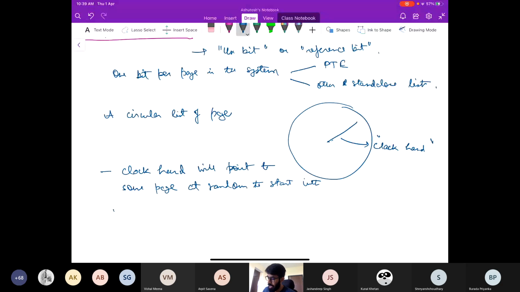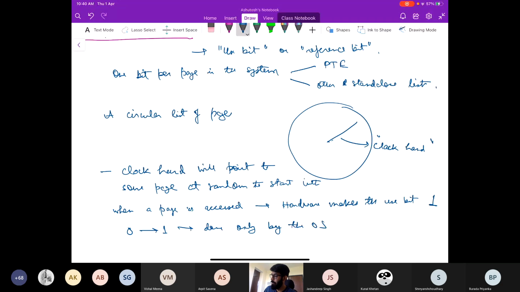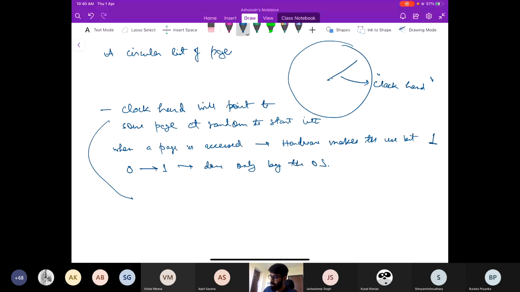So when a page is accessed, the hardware makes the use bit 1. And from 1 to 0 is done only by the OS.